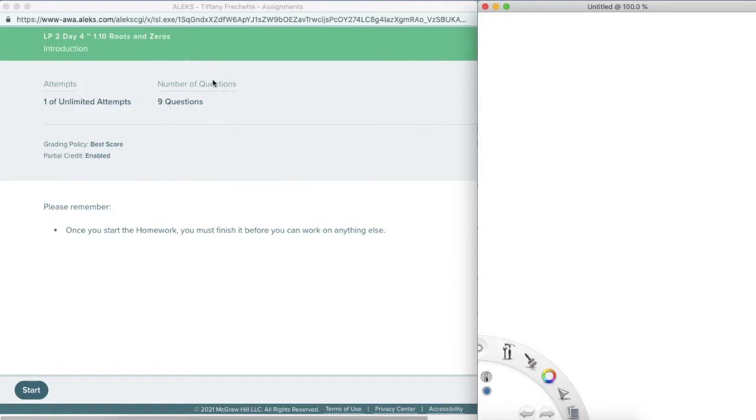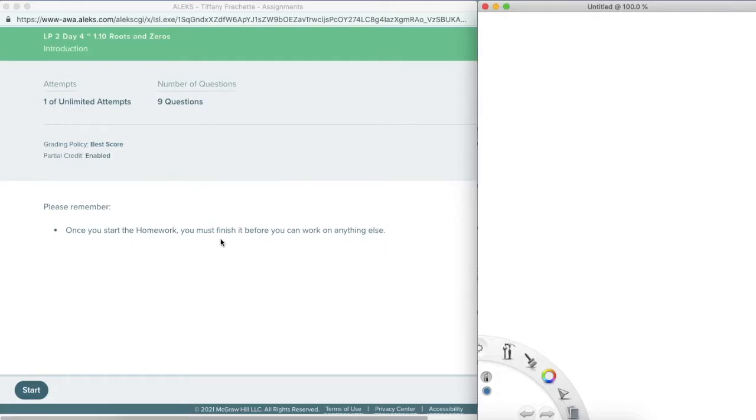This shows me there's 9 questions on this assignment, which just depends on the assignments here. They go anywhere from 1 to 10 questions. Grading policy is always the best score, so whichever attempt is your best one is the one you get to keep. And partial credit is always enabled, meaning if you answer 1 of 9 questions, you get credit for the 1 question.